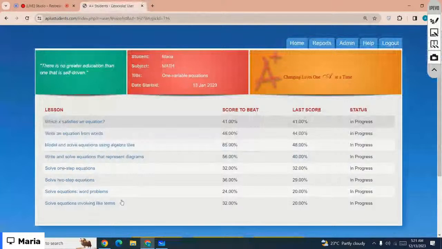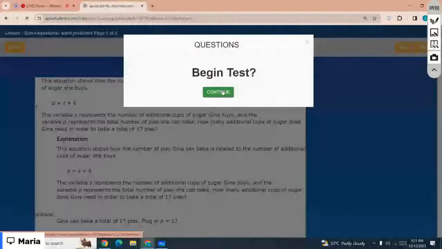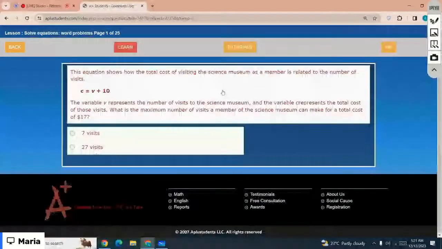Test questions you are given with the equations, you just have to solve, right? The question is, this equation shows how the total cost of visiting the science museum as a member is related to the number of visits. The equation is C equals V plus 10. The variable V represents the number of visits to the science museum and the variable C represents the total cost of the visits. What is the maximum number of visits a member of the science museum can make at a total cost of $17?